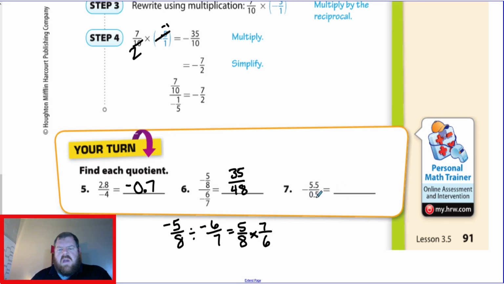Okay. Negative 5.5 divided by 0.5. So I'm thinking about 55 divided by 5, which is 11. And I notice I have 2 decimal places here, so there will be 2 in my answer. And it is negative, so we get negative 2 decimal places. There we go.